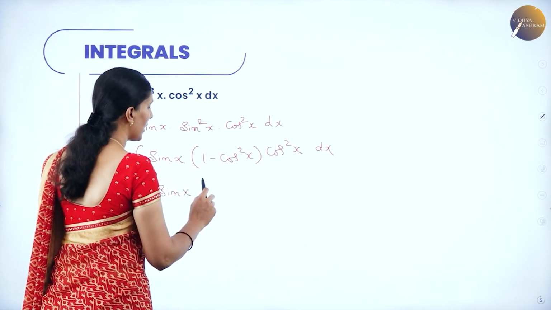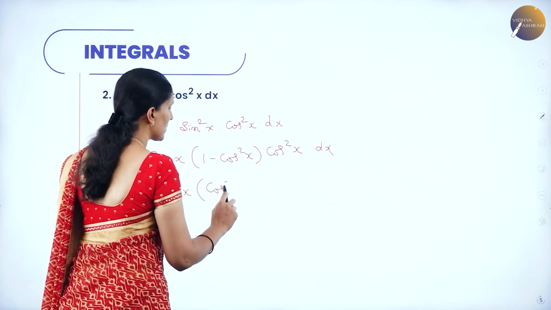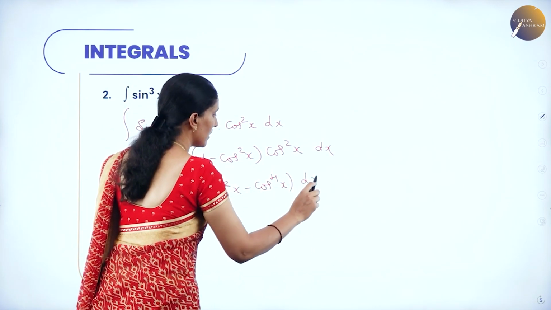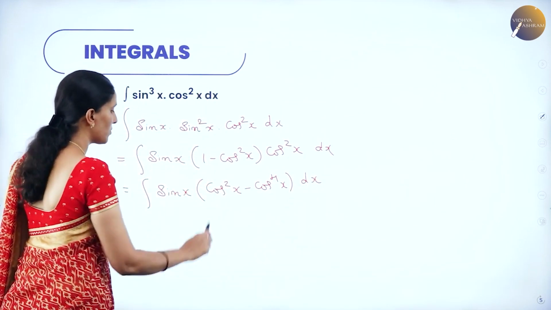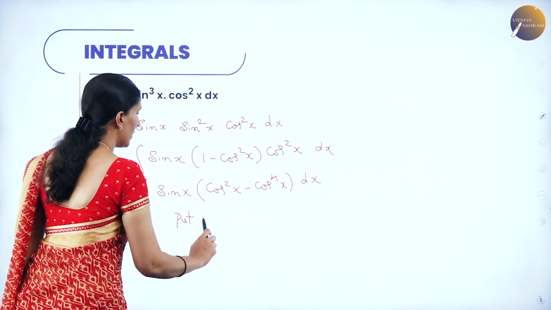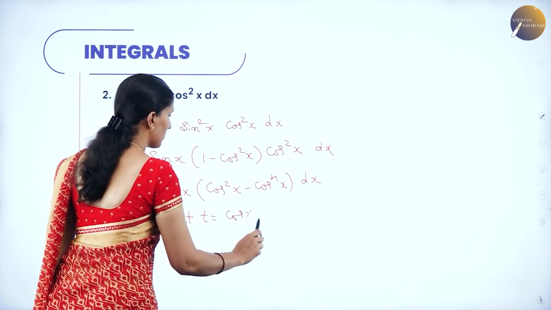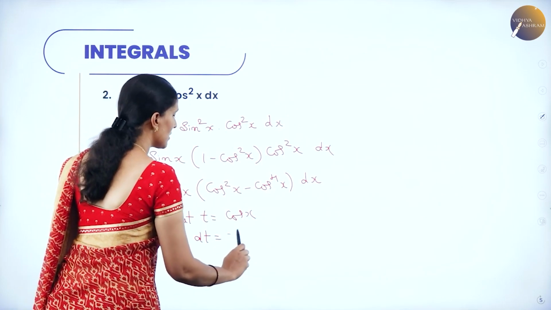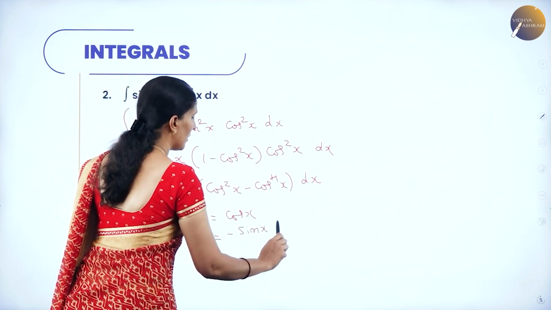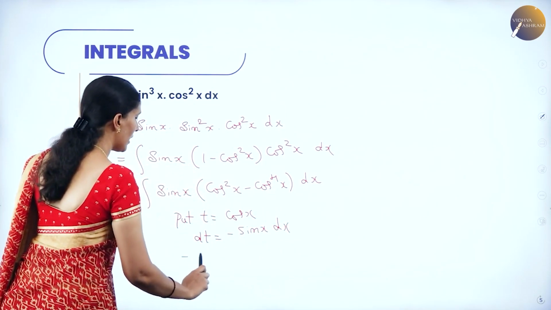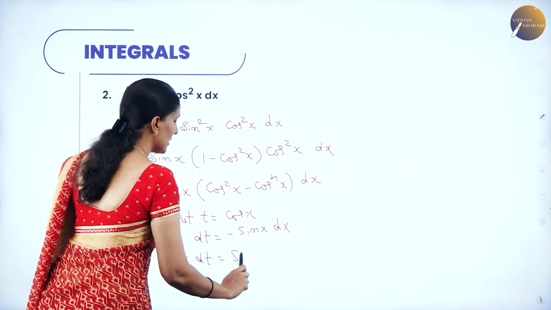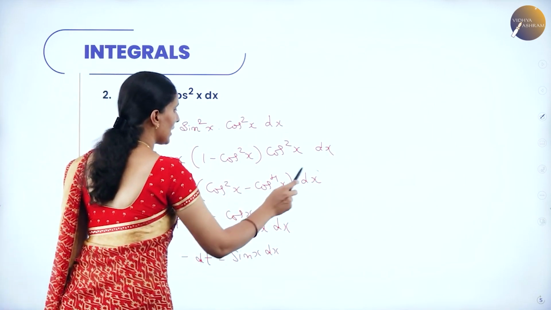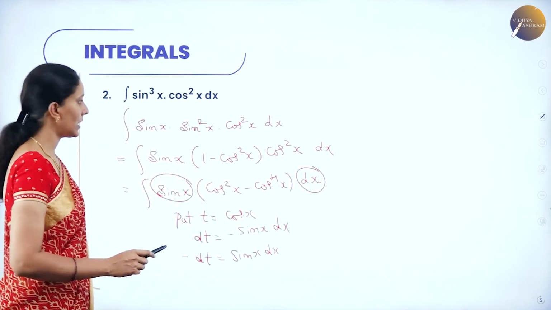So here we can take the integral of cos square x minus cos power 4 x into dx. Now we will make use of substitution. Put t is equal to cos x. Then dt is equal to, so what is the derivative of cos x? It is minus sin x dx. So therefore I can take minus dt as sin x dx. So in the place of sin x dx, I can substitute minus dt.